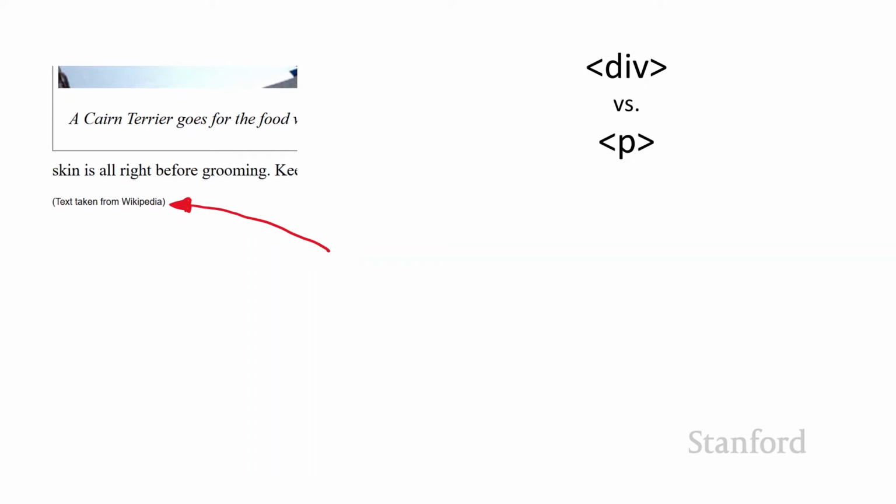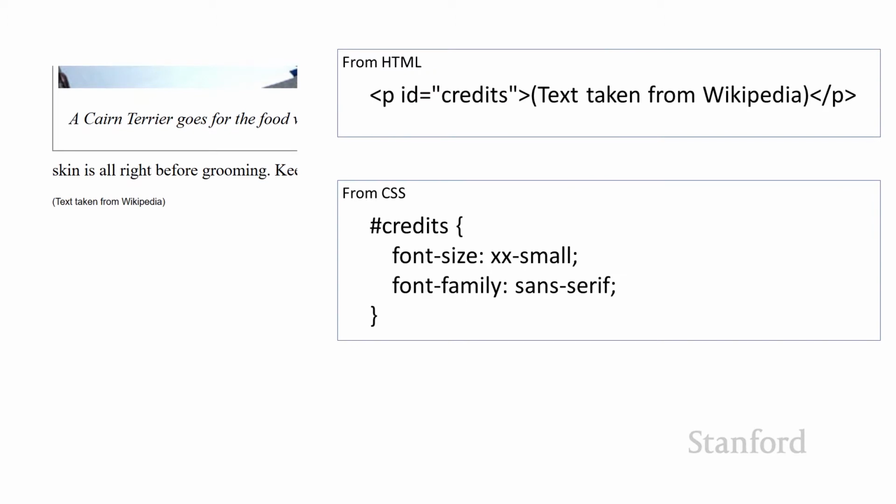And so there's a couple questions to ask. First of all, should I use a div for this, or should I use a paragraph, or should I use something else? And should I use a class for this or an ID? And in this particular case, I don't think that there's a right answer. I used a paragraph for it, but if you wanted to use a div for it, that would make sense. I gave it an ID because I was assuming that there would be only one credits on the web page.